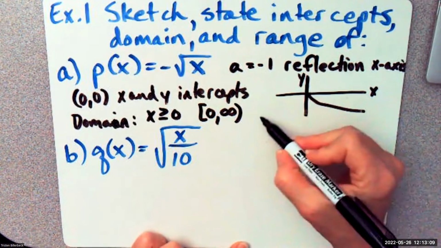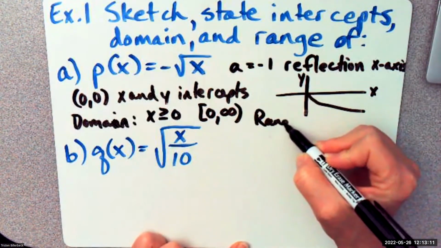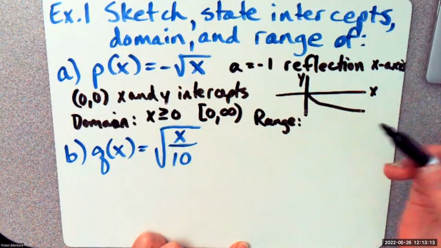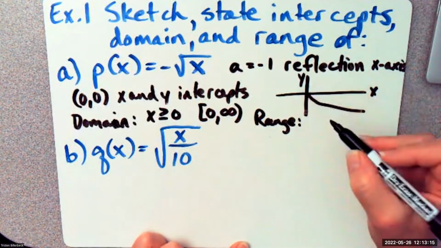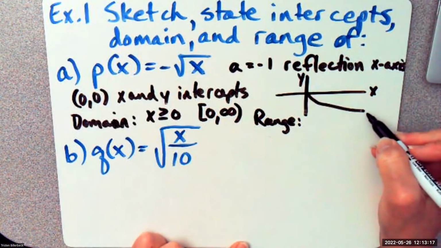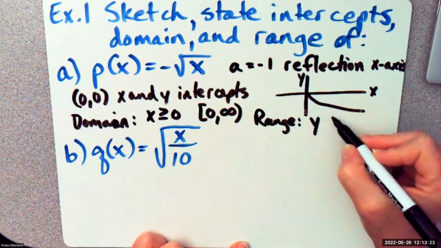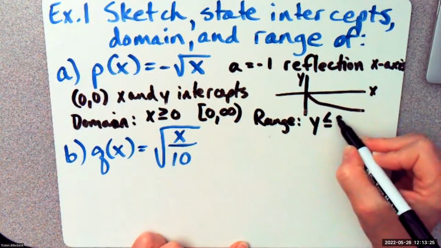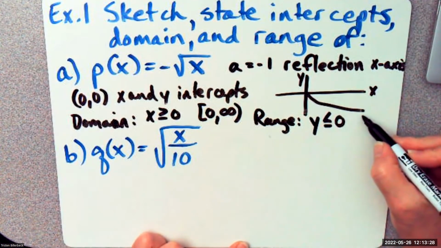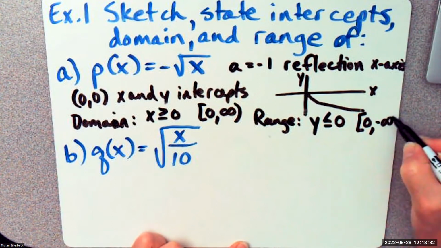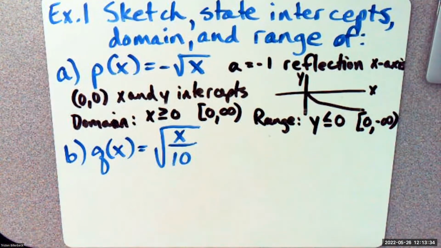Okay, so if we had range, well, the range is the y value. So we see 0 is the max, and then it's less than that. It's going to go forever. So it's going to be y is less than or equal to 0. Or if we use a bracket, we have 0 and then negative infinity, like that.